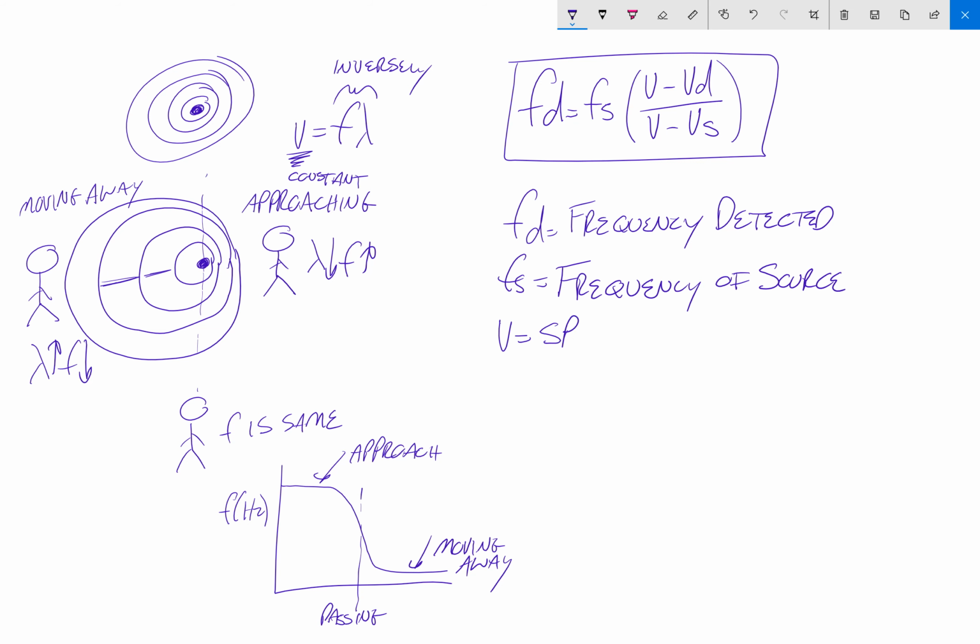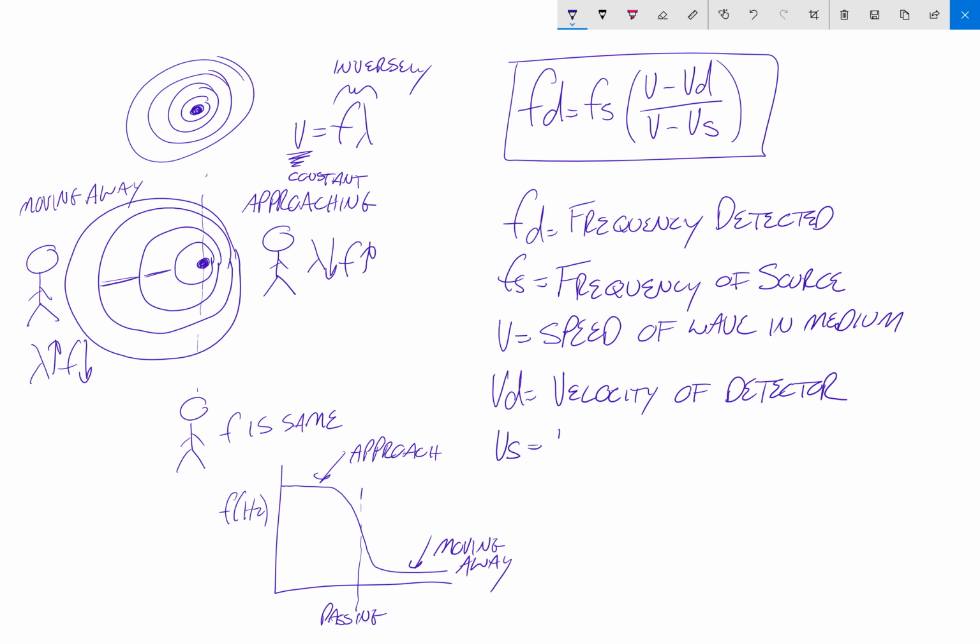V is the speed of the wave in the medium, which will usually be given to you in the problem. And if it's a sound wave traveling through air, it'll probably be 343 meters per second, because that's about standard. Vd is the velocity of the detector. How fast is the detector moving? Vs is the velocity of the source. How fast is the source moving? So the reason we're going over each one of these is that you need to know what each variable stands for. Otherwise, the expression is useless.